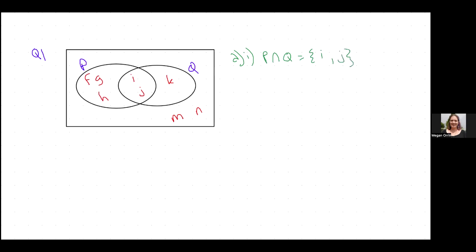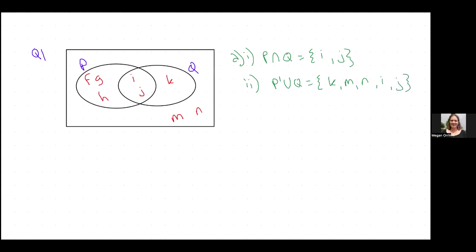So part 2 is asking us for not P, or the complement of P, unioned with Q. So what we're going to do is we need all of both of these things. So what is not in P? We have K and M and N. Well, we need to union that with Q. So what haven't we done yet? We haven't included I and J. I and J. All right, that's it.